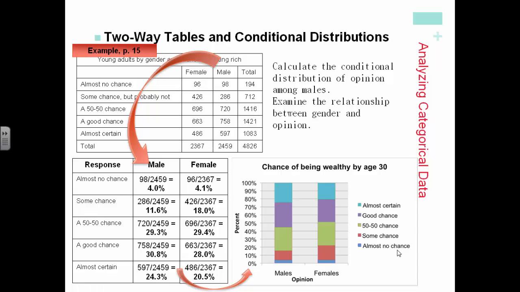This is a segmented bar graph. Notice the males and the females are on the bottom for the categories. Our percentages are listed going up the side of the graph, and each of the different categories of responses that we had are listed in different colors, and the segments represent the percentage for each of the different colors.